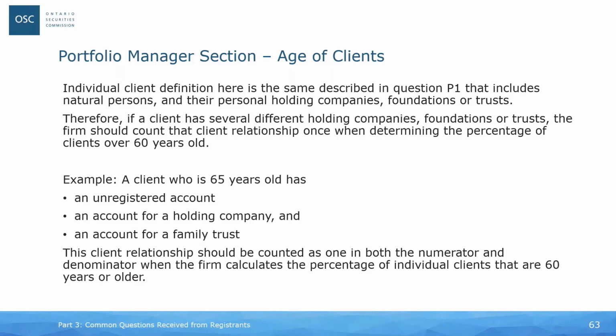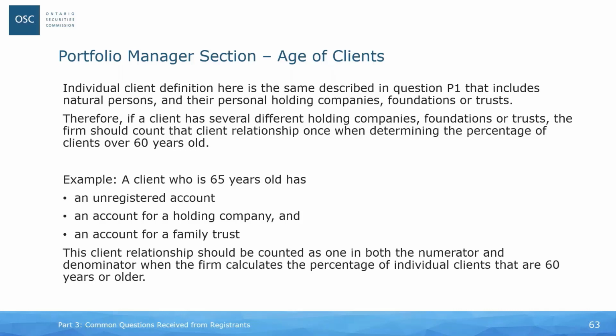Another common question we get is relating to question P7 of the PM section, where registrants are asked to provide the percentage of individual clients that are 60 years or older as at December 31, 2021. Individual client definition here is the same as described in question P1 that says, individual clients include natural persons and their personal holding companies, foundations, or trusts. If a client has several different holding companies, foundations, or trusts, the firm should count that client relationship once when determining the percentage of clients 60 years or older.